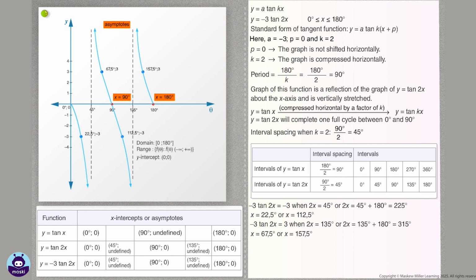The y-intercept is (0, 0). The x-intercepts are (0 degrees, 0), (90 degrees, 0), (180 degrees, 0). The asymptotes are x equals 45 degrees and x equals 135 degrees. The period of the given tangent function is 90 degrees.